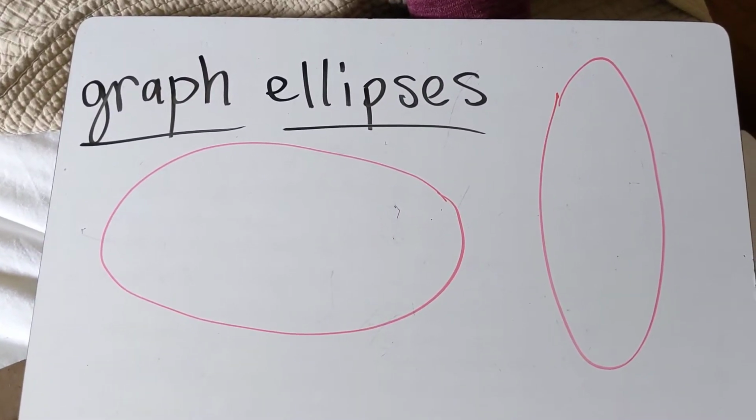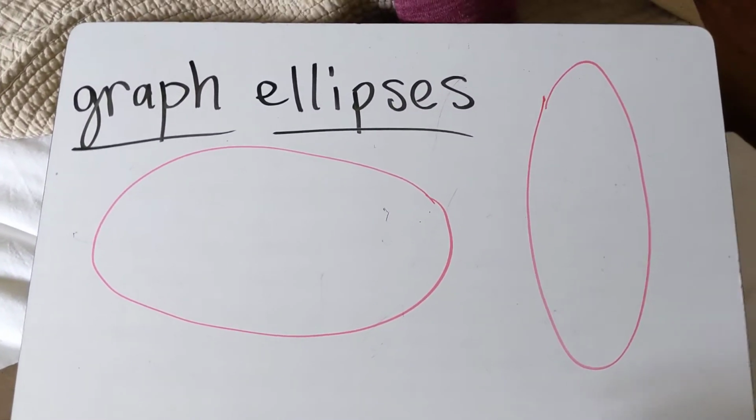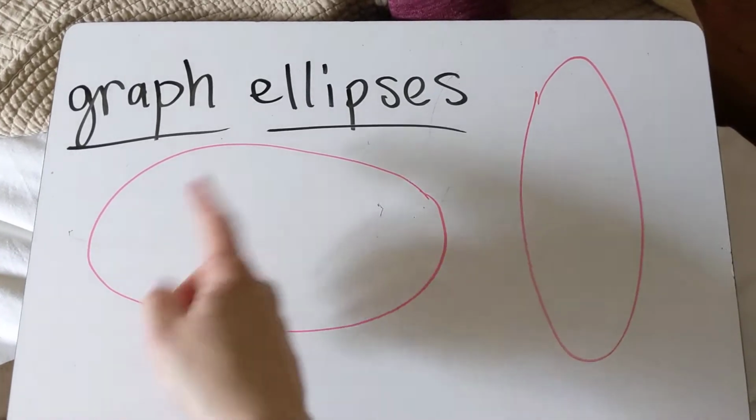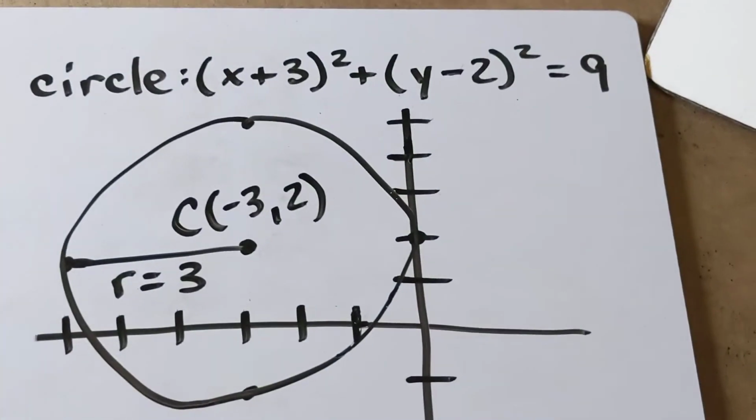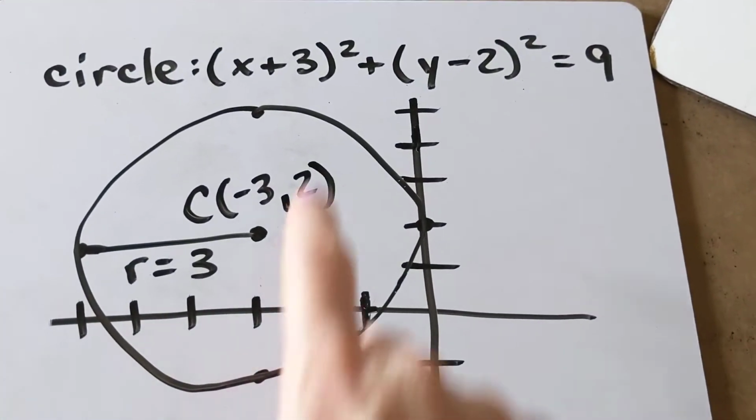So today we are graphing ellipses, which, for lack of a better word, kind of just look like ovals. Remember your circles when we were given these.